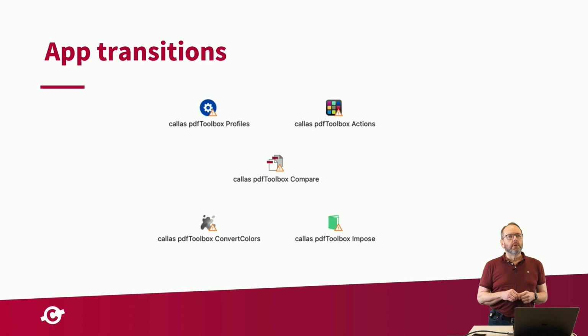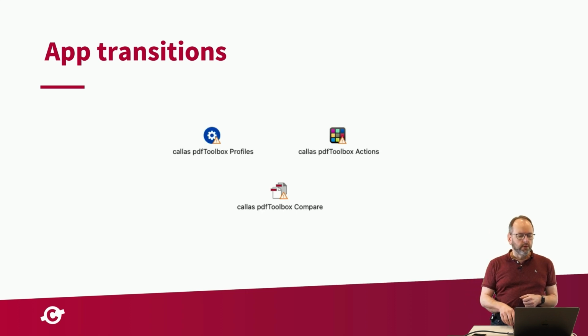What you should know, and that is something that you will see and that might require some planning and some changes to switch flows, is that right now there are 5 apps. You have profiles, actions, compare, and then convert colors and impose. In the set of new apps that will be released, you only have 3. 2 of them are missing.